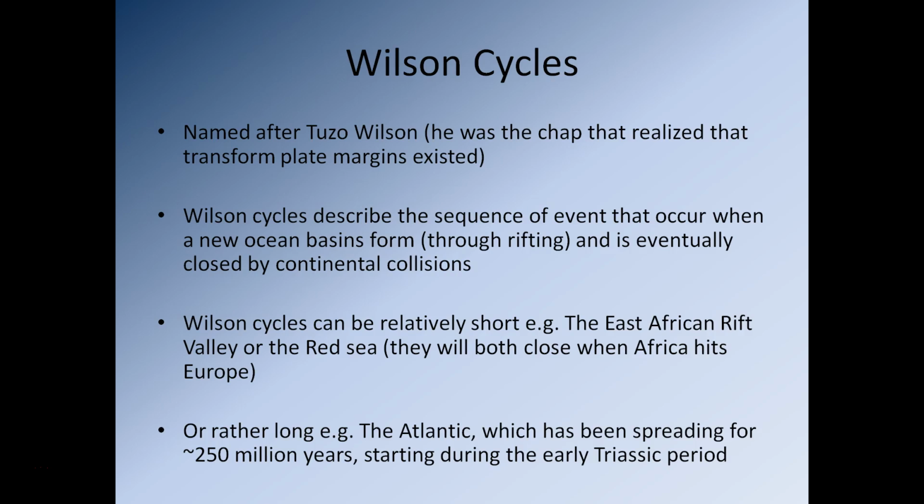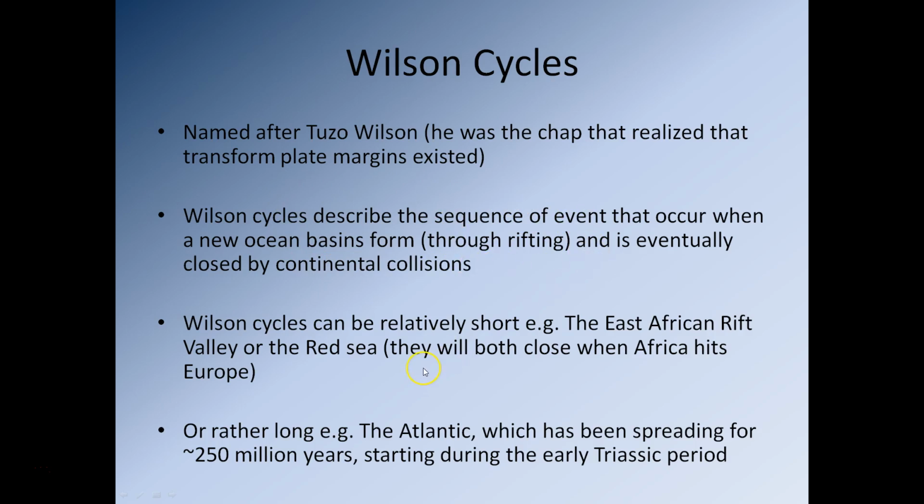So Wilson cycles describe the sequence of events that occur when a new ocean basin forms. A new ocean basin has to form through rifting. So a piece of continental crust has to split in two, and in the process of splitting, the crust becomes thinned. The mantle underneath undergoes decompressional melting, producing basaltic magma that pours out onto the surface, producing a basin, a depression, which fills with water, and so you end up with an ocean a bit like the Atlantic. These ocean basins will eventually be destroyed by subduction, and we're going to see a sequence of diagrams in a second that's going to show you this process.